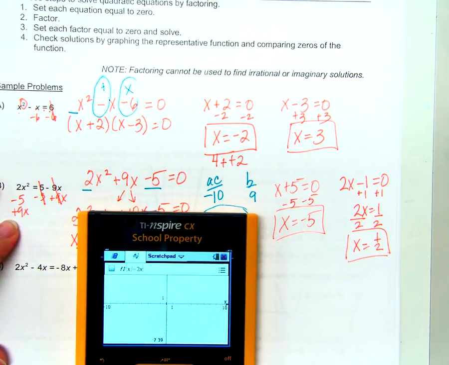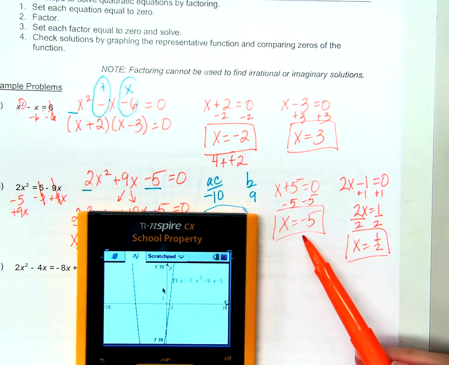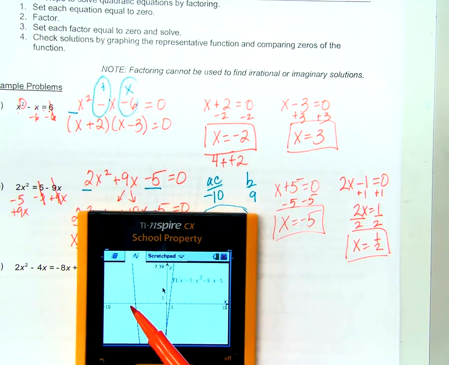2x squared plus 9x minus 5. What am I looking for? It doesn't do me any good to know that I have to check with the calculator if I don't know what I'm looking for. What am I looking for? Does it cross at negative 5? Yes. Does it cross at a half? Yes. Then are these right? Yes. Good.